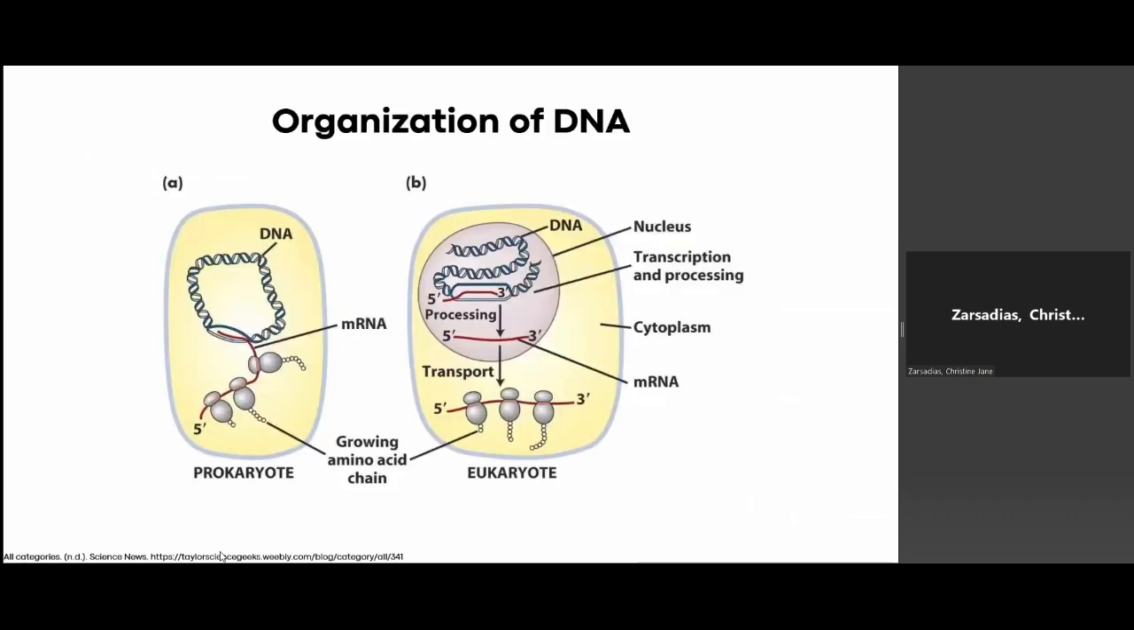Organization of DNA. In prokaryotes, DNA is typically circular and found in the cytoplasm. In contrast, eukaryotic DNA is linear and stored inside the nucleus, wrapped around proteins called histones to form chromatin. Genes are segments of DNA that code for proteins, while non-coding regions play important roles in regulation. Next slide, please.